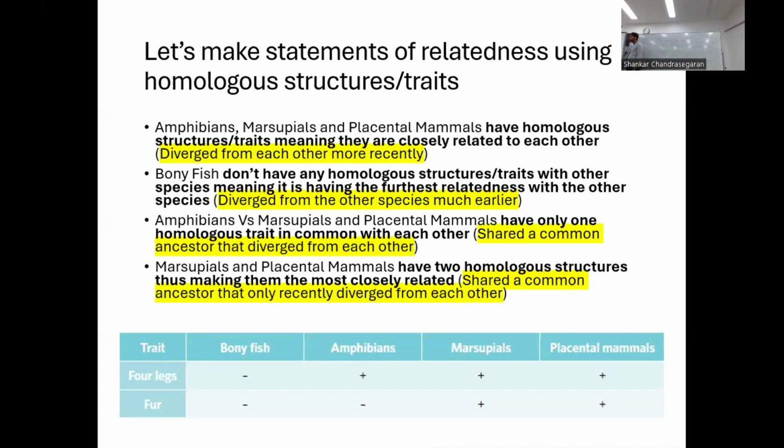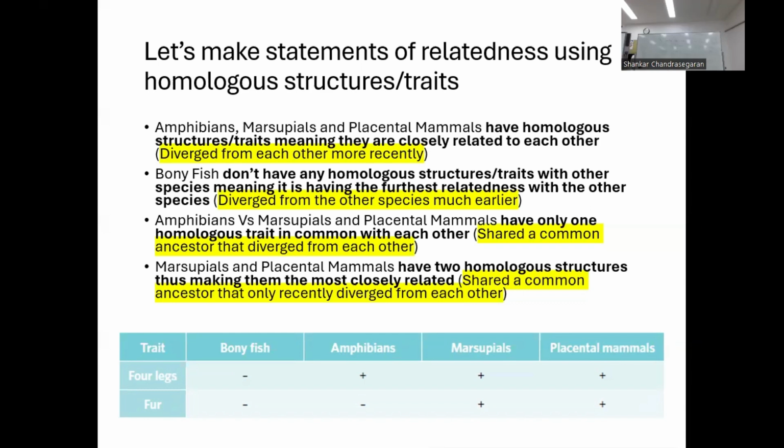They do share homologous structures, so they are closely related to each other. The other information we have is that bony fish don't have any homologous structures or traits with the other species. This means it has the furthest relatedness with the other species in terms of how related they are. It's the furthest because it doesn't have any homologous structures. Another piece of information we know is that it diverged from the other species much earlier because it's basically almost like an outgroup, where it diverged so early on that it doesn't share any homologous structures.